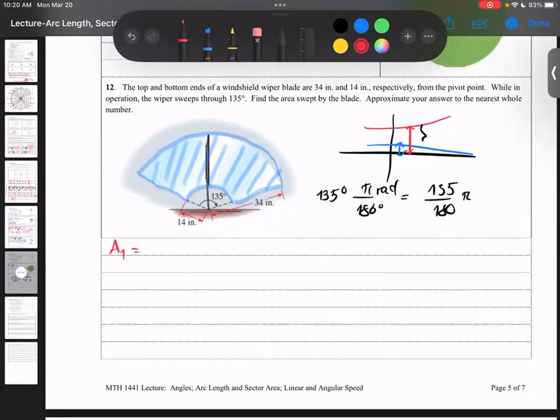So A1 equals 1/2 R1 squared times theta. R1 is 34 inches, squared, times theta, which is 135 pi over 180. Your answer is roughly 1,361.88 square inches.